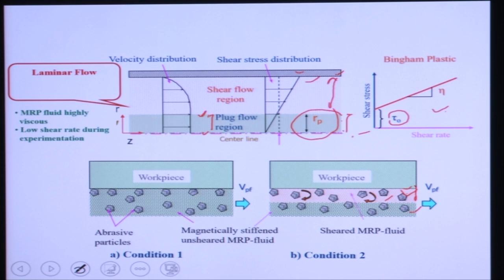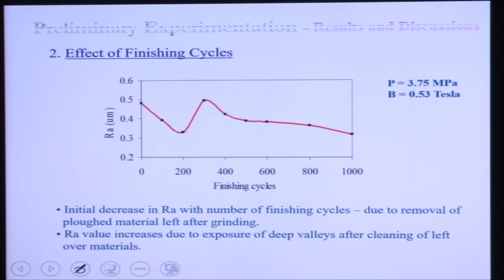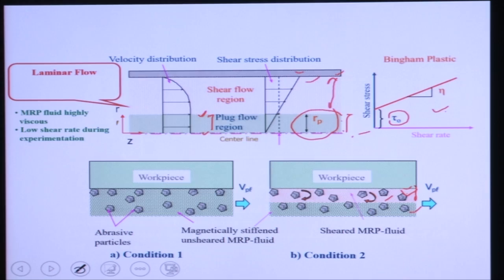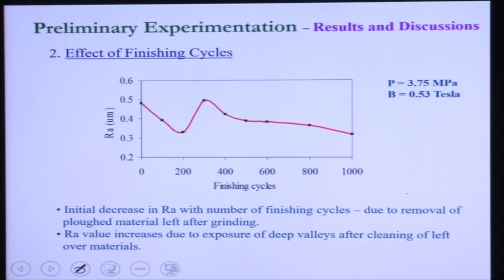MR fluid can be considered as a laminar flow, as this fluid is highly viscous and the shear rate is low during the experimentation. It is applied at low shear rate. That is why MR fluid can be considered as laminar flow. Okay, another experimental parameter is finishing cycle.